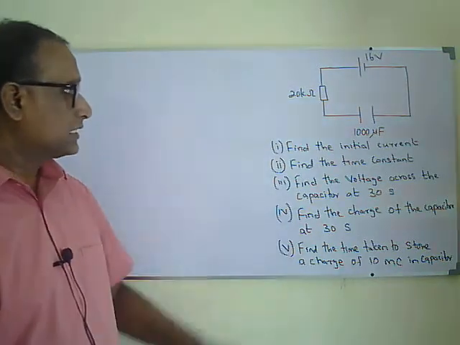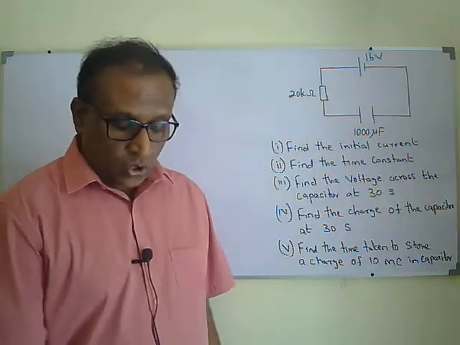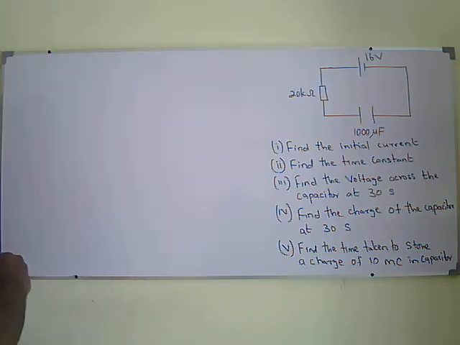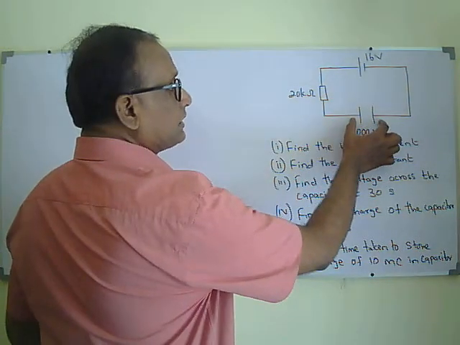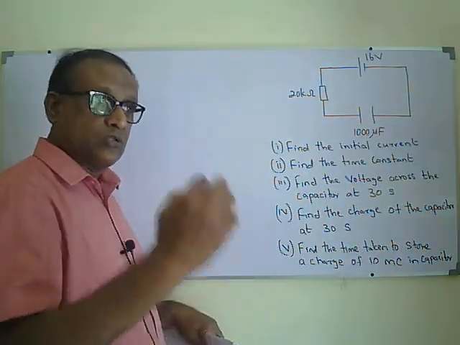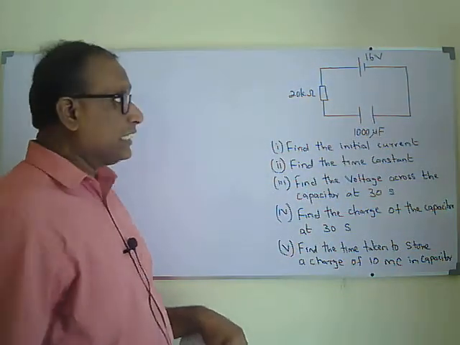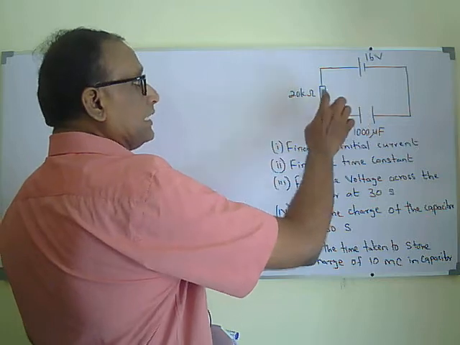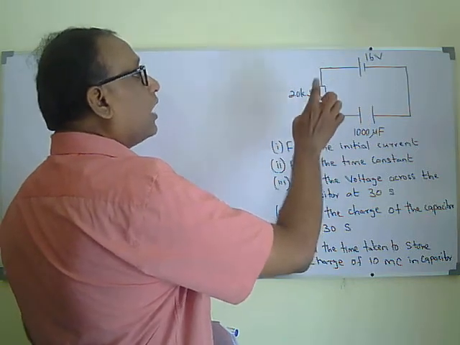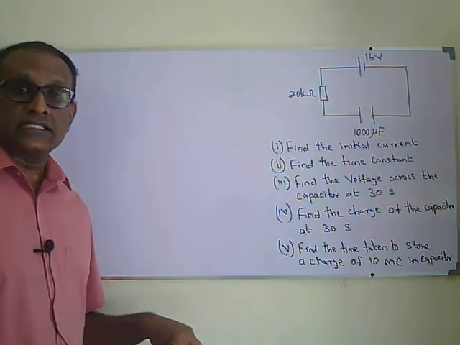Okay, the first question: find the initial current. Initially there is no voltage across the capacitor because the capacitor has no charge. So the voltage across the capacitor initially will be equal to 0. So the initial current is only due to the total resistance of the circuit.